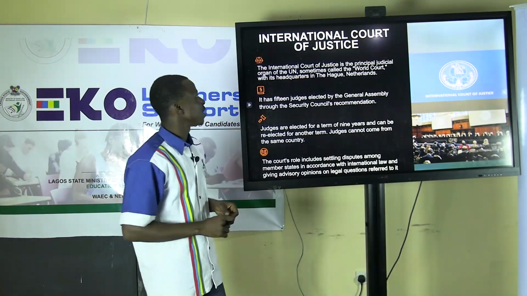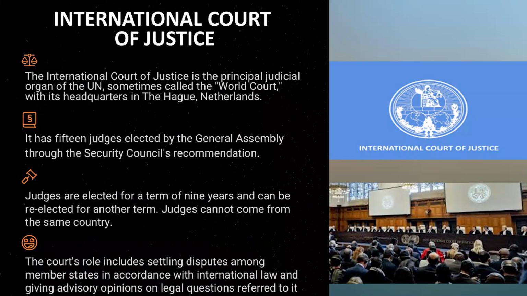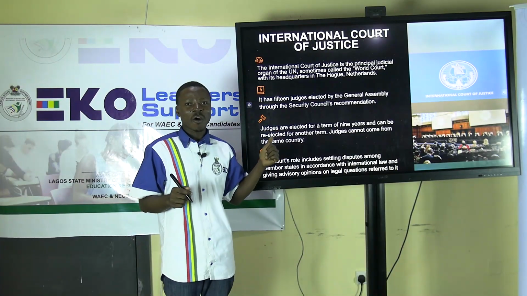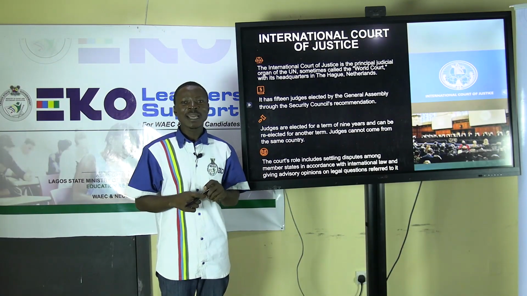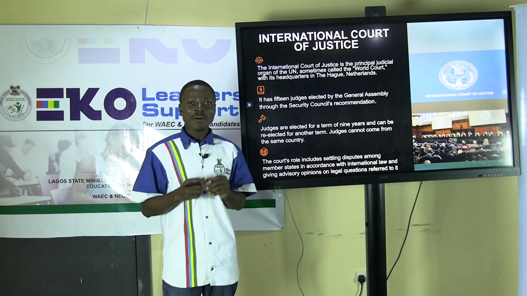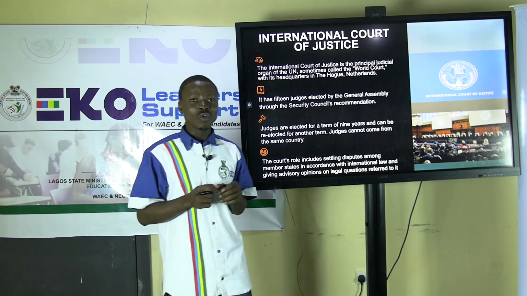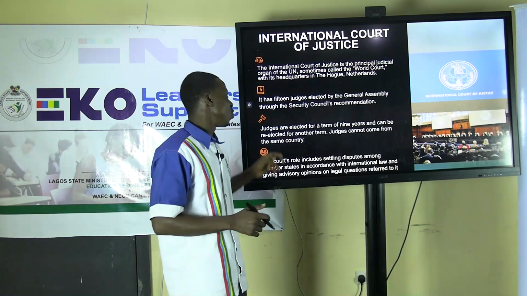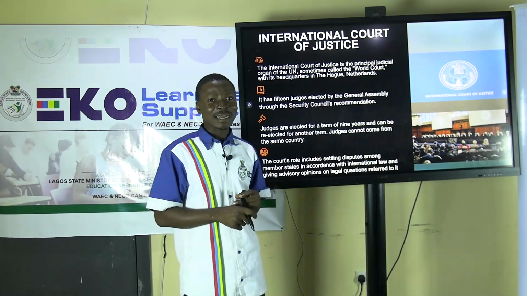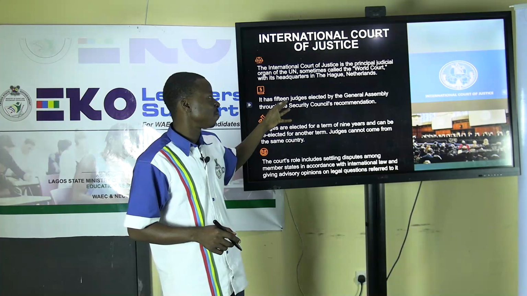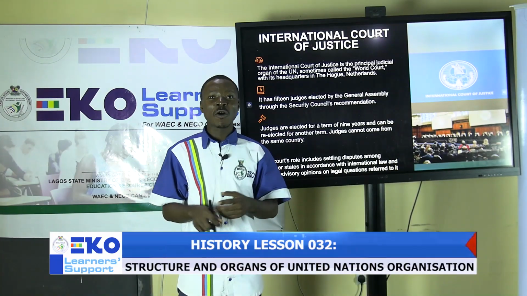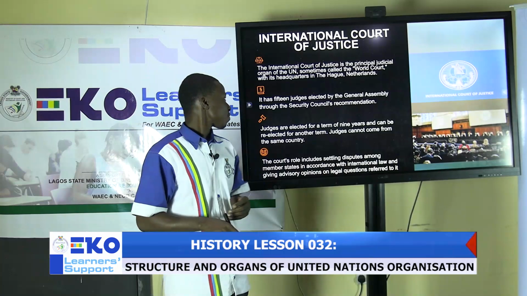Now we will also be looking at the International Court of Justice. The International Court of Justice is the principal judicial organ of the UN, and it is sometimes called the World Court. This organ of the United Nations is the only organ that is located outside the headquarters of the UN in New York. It is actually located in The Hague in the Netherlands, and the office of the International Court of Justice is called the Palace of Peace.